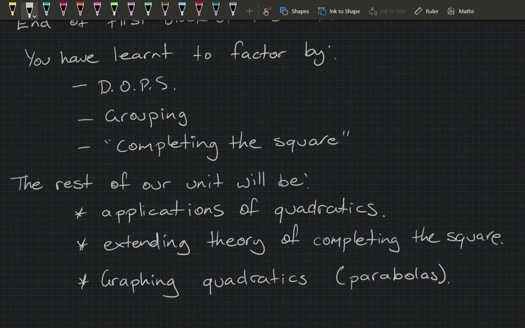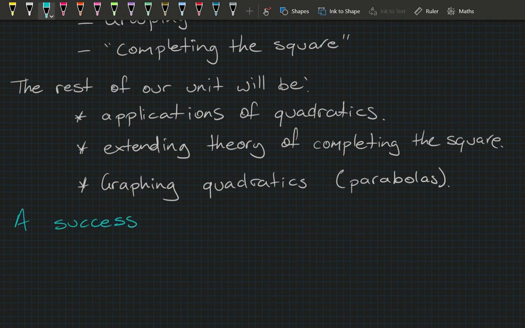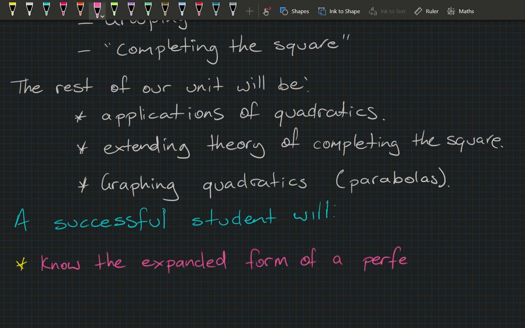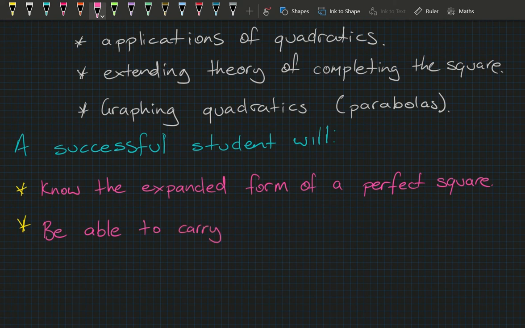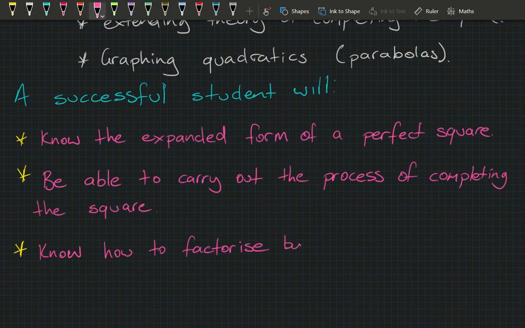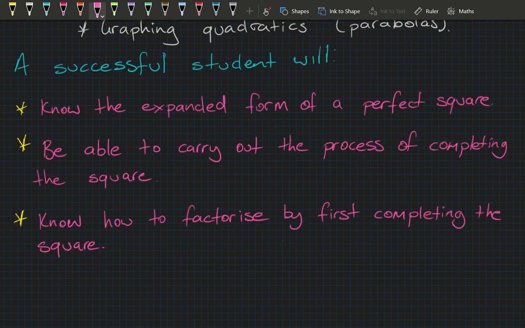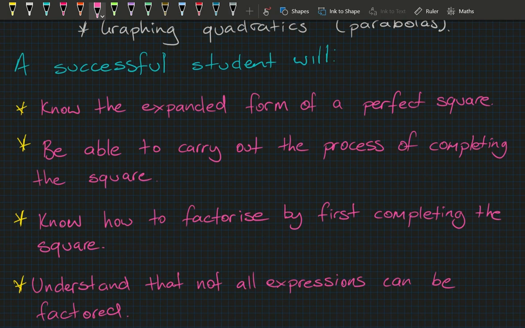So please make sure that you've put all the effort in that you can to master these and get all the help you can. Anyhow, from this lesson, a successful student will know the expanded form of a perfect square, be able to carry out the process of completing the square, know how to factorise by first completing the square, and finally, understand that not all expressions can be factored. Alright, so that's the end of the lesson. Make sure you do master all of those key skills.